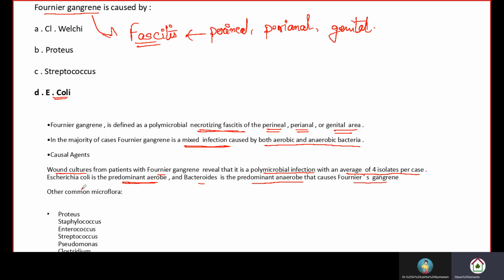So Fournier's gangrene is caused by many other microflora. Another thing is that it's polymicrobial, not caused by a single organism. It is caused by many organisms, predominantly by E. coli. Predominant aerobe is E. coli. Another predominant anaerobe is Bacteroides.